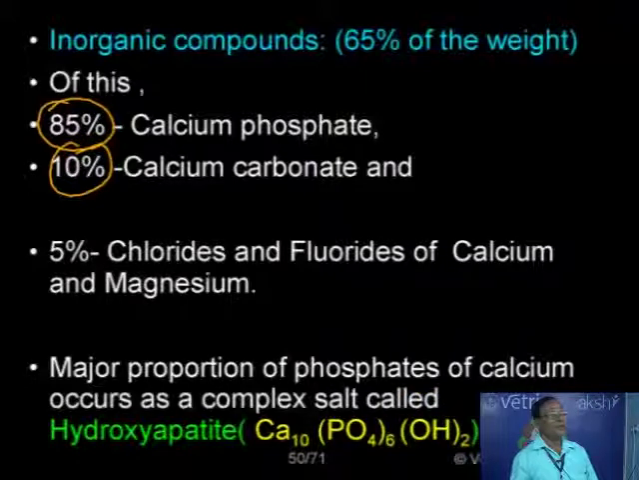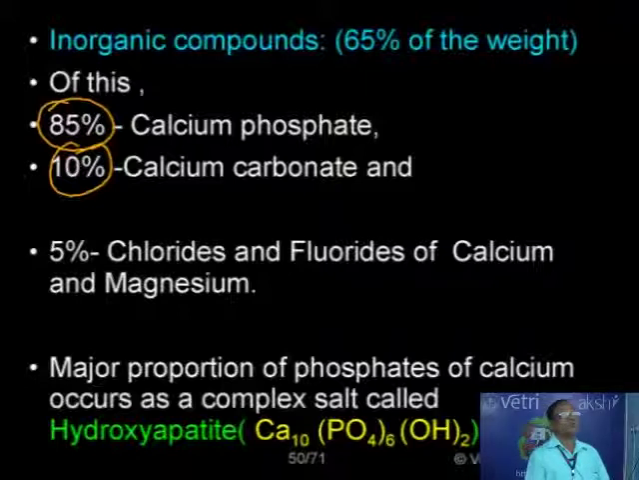So anyway, the inorganic compounds in the bone are in the form of calcium phosphate, calcium carbonate, calcium fluoride or calcium chloride. But out of these, the major lion's share is formed mainly of calcium phosphate. Next comes calcium carbonate, with a lesser percentage of 10. And calcium fluorides and calcium chloride form a still lesser percentage of just 5%.